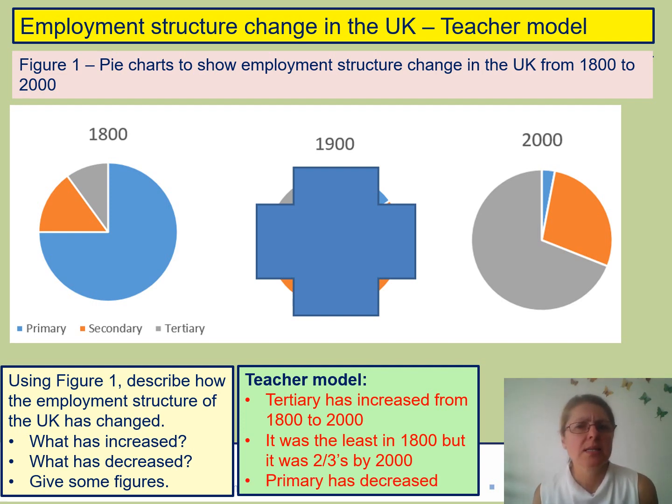So which sector has decreased significantly since 1800? Well, if we look at the largest sector in 1800, 3/4 of the people were employed in the primary industry, but that has decreased significantly by the year 2000. So I can say that primary employment has decreased. At the same time that tertiary has increased, primary has decreased. Press pause now to check your answer.